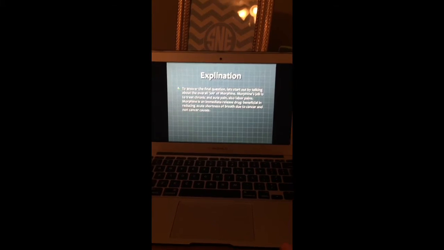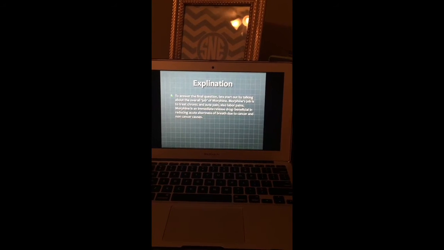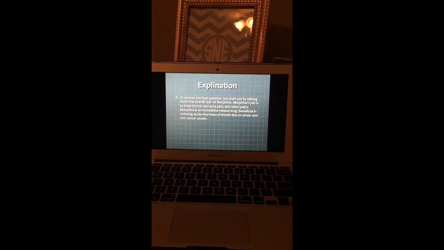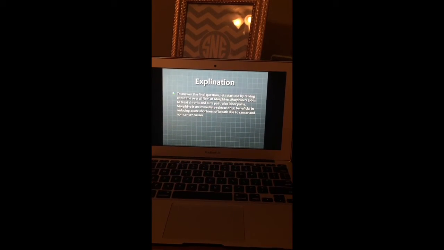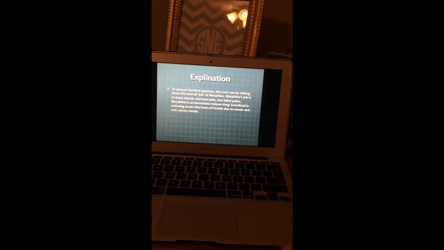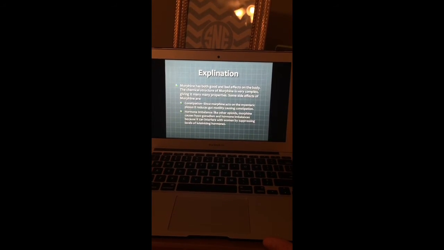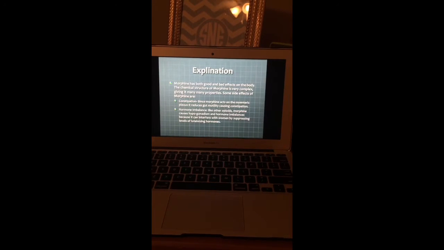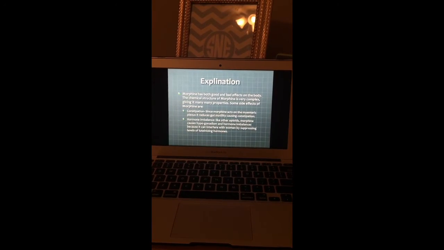Explanation. To answer the final question, let's start out by talking about the overall job of morphine. Morphine's job is to treat chronic and acute pain, also labor pains. Morphine is an immediate-release drug beneficial in reducing acute shortness of breath due to cancer and non-cancer causes. Morphine has both good and bad effects on the body. The chemical structure of morphine is very complex, giving it many properties.